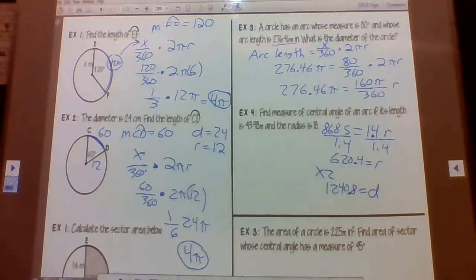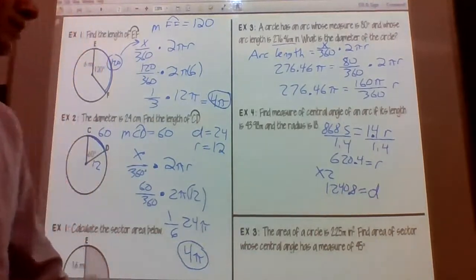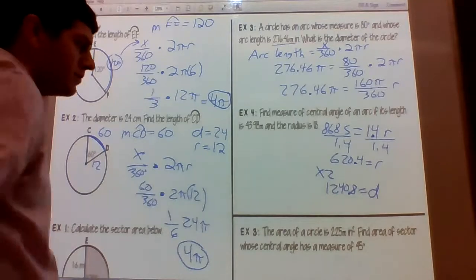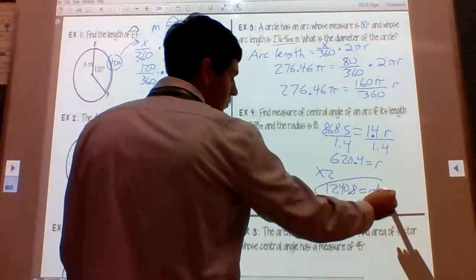So the arc length is 276.46 pi. Okay, that's good. The diameter, so x over 360 times 2 pi. We know the arc measure is 80, so that's 160 pi, which is about 450. Yeah, so that looks good. Divide by 1.4, divide by 1.4, so we're good. Our diameter is 1240.8.